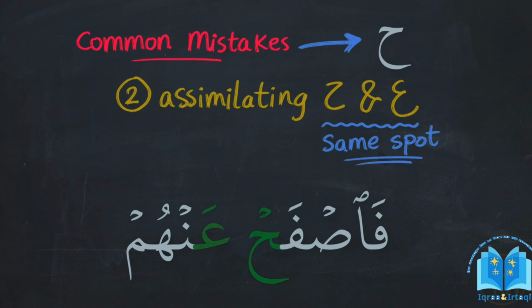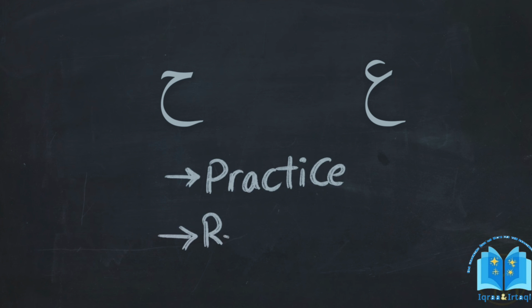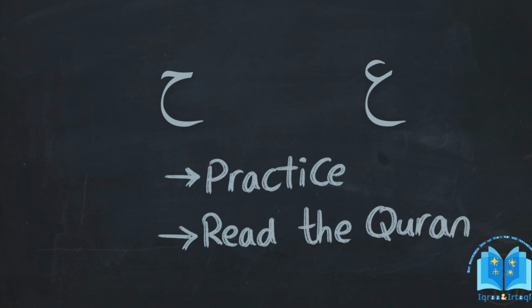So when they follow one another, make sure you produce the first one clearly before moving to the next one. فَاصْفَحْ عَنْهُمْ, فَاصْفَحْ عَنْهُمْ. Finally, while ha and ayn might be among the most difficult sounds in Arabic, the more you practice and the more you read the Quran, the easier they get, insha'Allah.